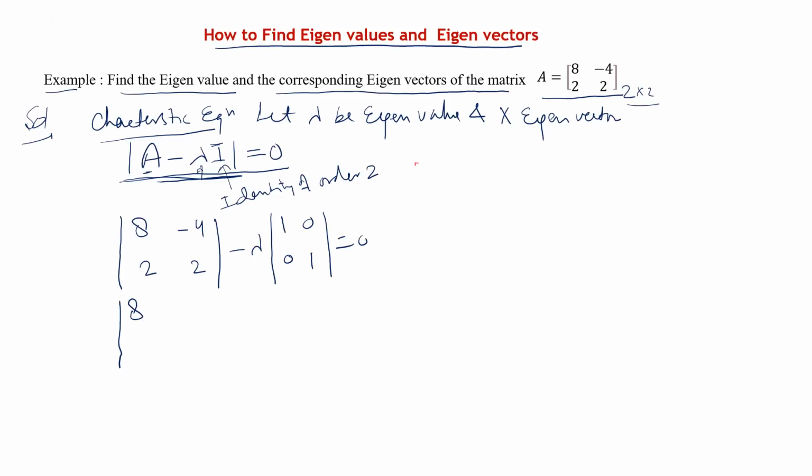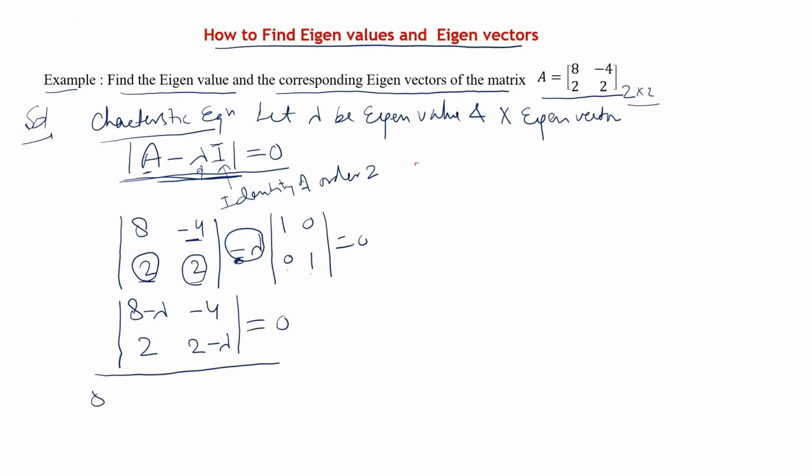A minus lambda I is what? So this is 8 minus lambda, then minus 4, then minus 4 minus lambda times 0 0, so we write just minus 4, then 2 minus lambda times 0, so we get 2, then 2 minus lambda times 1, that is 2 minus lambda. And after expanding that determinant, what do we get?